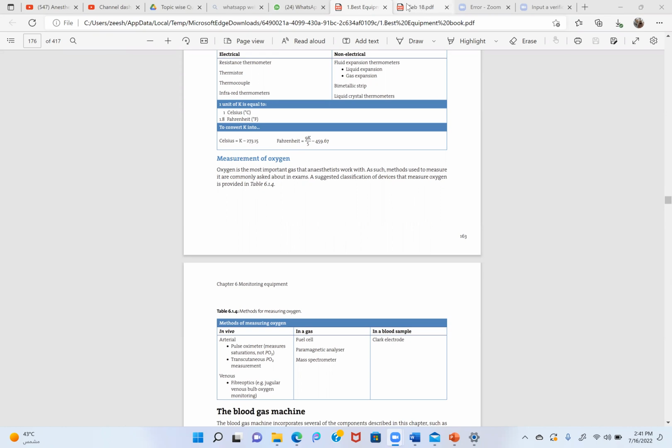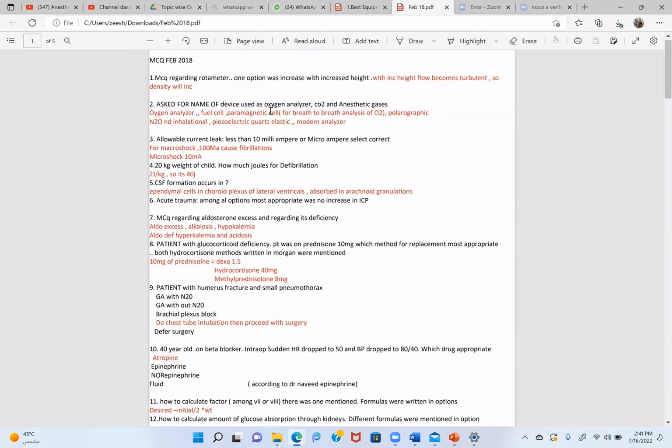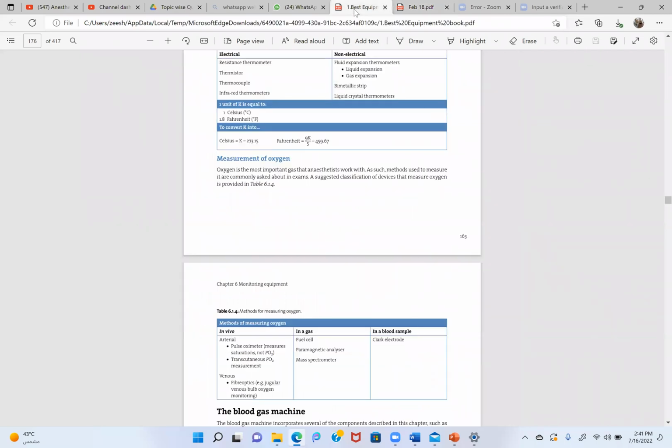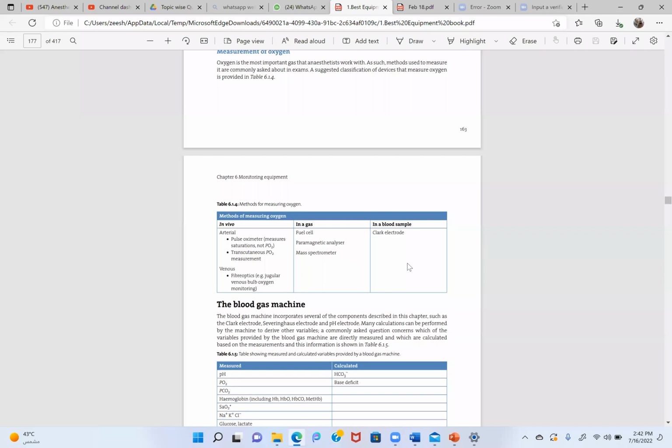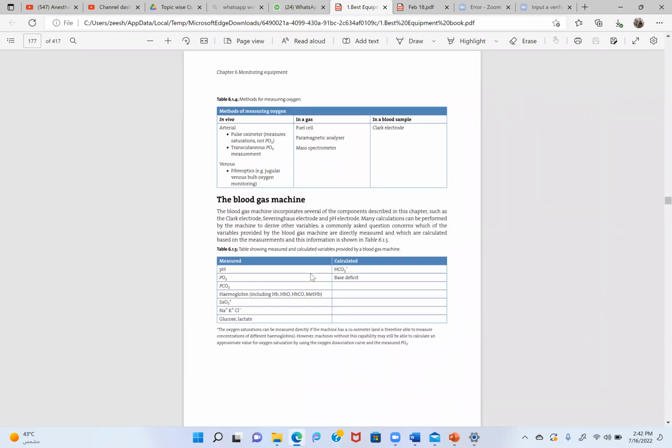So this was the question they had asked: name of device used as oxygen analyzer, CO2 and anesthetic gases. I don't know what they are trying to ask in this question, but here you see, for measuring oxygen: pulse oximeter, jugular venous, and in a gas, fuel cell, paramagnetic analyzer, and mass spectrometer. There are different working principles for these three, and if it is in a blood sample, it is through the Clark electrode. So these are the devices which can measure the paramagnetic gases. Only those will be measuring which can measure the paramagnetic gases. So this may be a part of an MCQ which they were asking you.